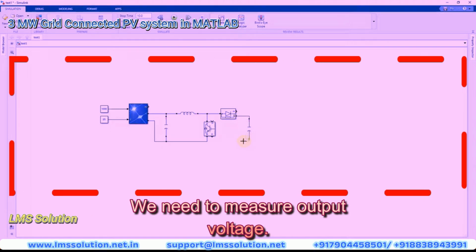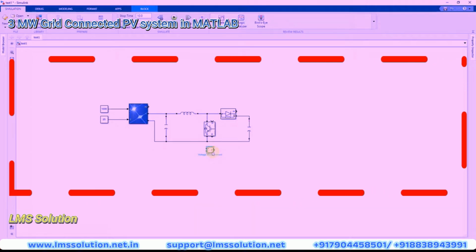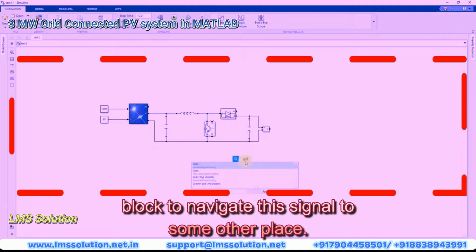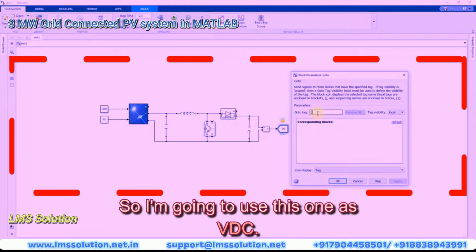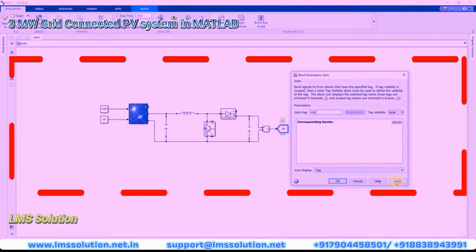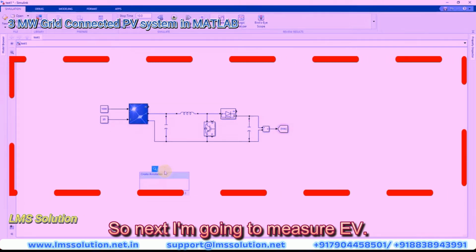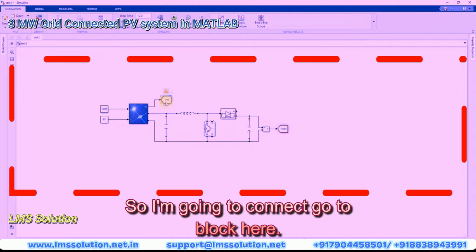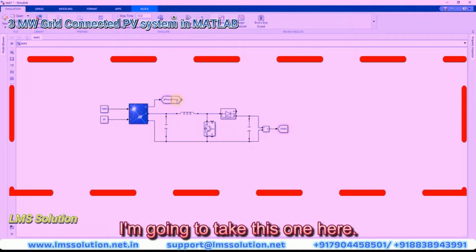So we need to measure the output voltage. I'm going to use a voltage measurement. And then I'm going to use a Goto block to navigate the signal to some other place. So I'm going to name this one VDC. Next I'm going to take the PV measurements. So I'm going to connect a Goto block here, and then I'm going to change it to PV measurement, PVM. I'm going to take this one here.